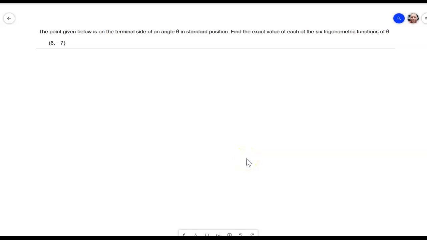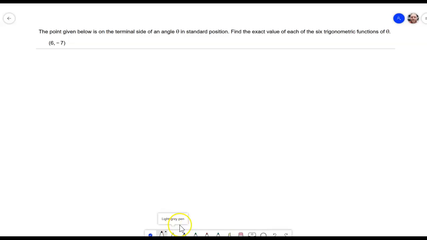Hey everybody, Mr. Beckstrom here, and today I want to do an example. This is in section 6.2, and it says the point given below is on the terminal side of an angle theta in standard position. Find the exact value of each of the 6 trigonometric functions of theta. And they give us the point 6, -7.